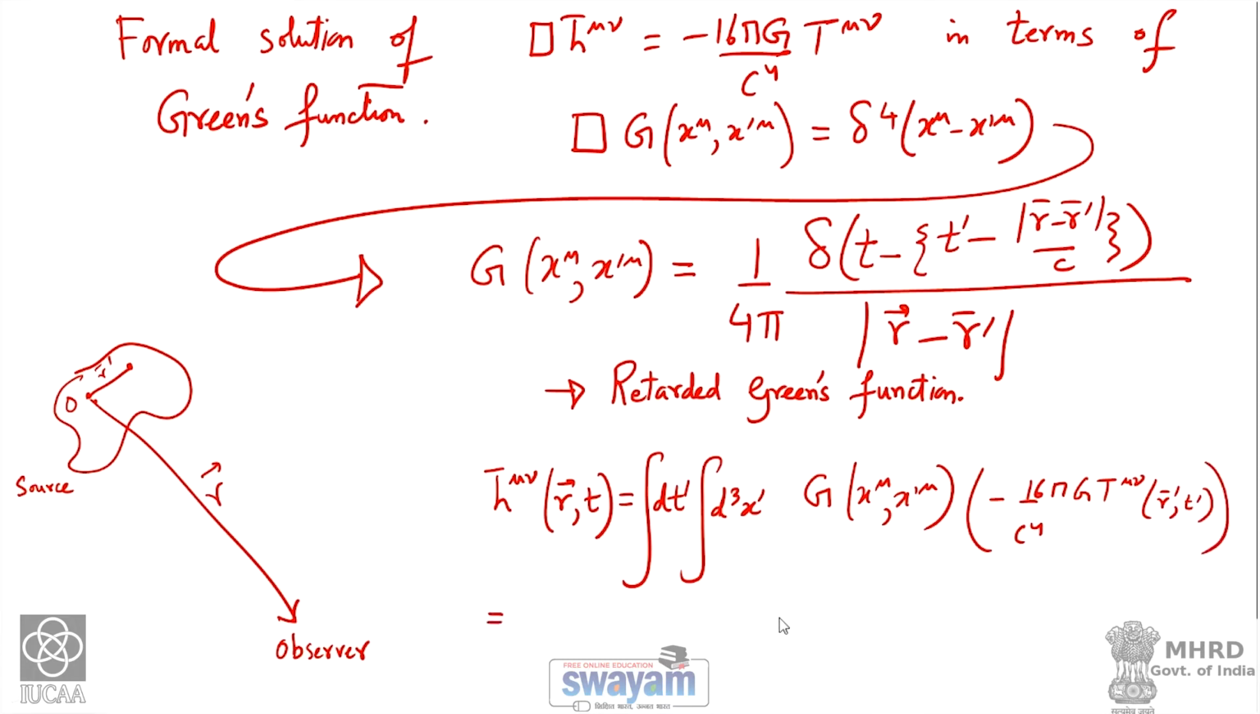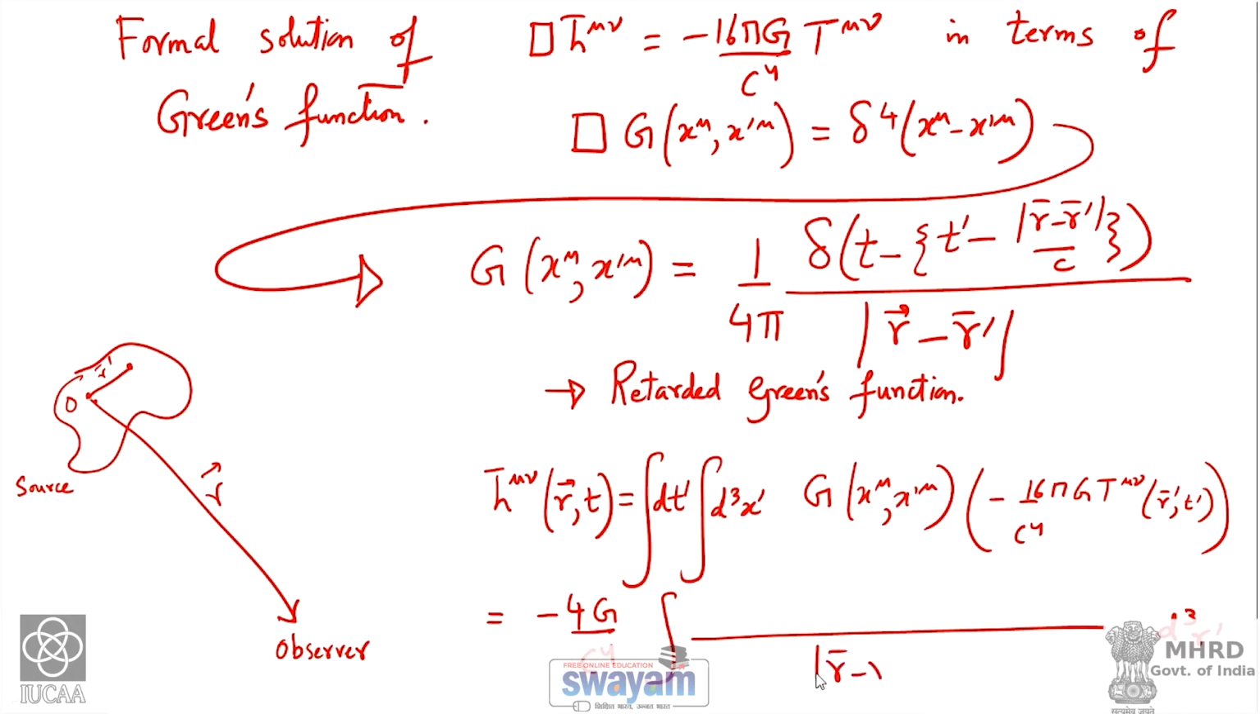So, when I do the integral, note the Green's function depends upon a delta function with t and t prime. When I integrate over t prime, wherever there is t prime, it will be t minus mod r minus r prime by c. So, I can directly do the time integral, and minus 16 pi G by 4 pi will give me minus 4 G by c^4, and all we have got is only the spatial integral d cube x prime, or I can call it d cube r prime, does not matter, x prime and r prime are identical.